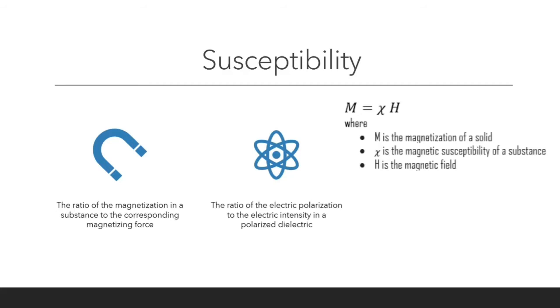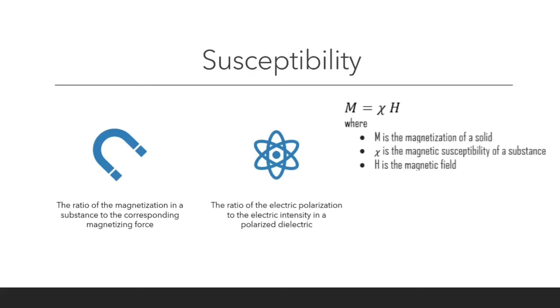Electric susceptibility. The ratio of magnetization in the substance to the corresponding magnetizing force is called the susceptibility or the magnetic susceptibility, whereas the ratio of electric polarization to the electric intensity in a polarized dielectric is also known as electric susceptibility.